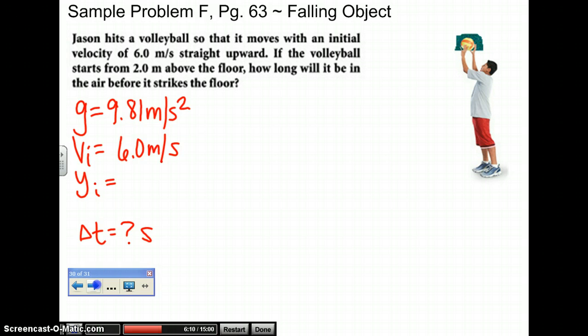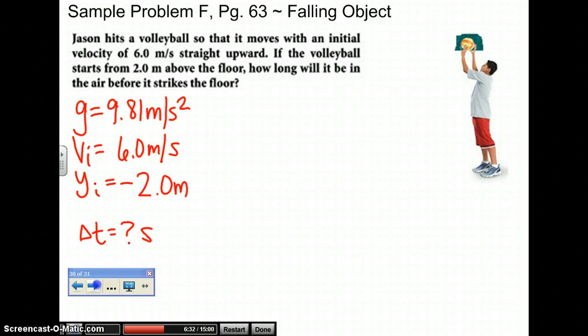But check this out, guys. It says how long will it be in the air before it strikes the floor? So we're talking about on the way back down. So if we're talking about on the way back down, that's obviously going to be a negative 2.0 meters. Once again, that negative implies direction, not a negative number. So with that in mind, we have our givens written out. Let's look at what equation would apply here.